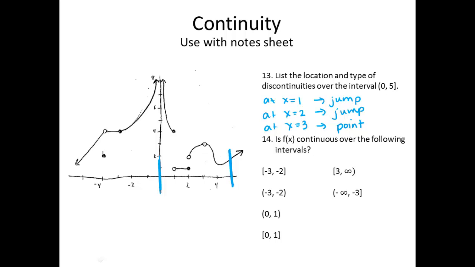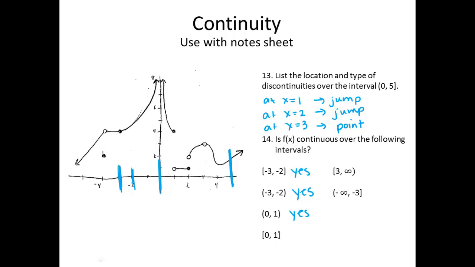Is it continuous over these following intervals? Here I'm looking from negative 3 to negative 2. That's what it says. And the answer is yes. How about negative 3 to negative 2, not including the brackets? Sure, that doesn't seem to change anything this time. How about from 0 to 1, excluding both endpoints? The answer to that one is yes, because I'm not including the asymptote and I'm not including this endpoint.